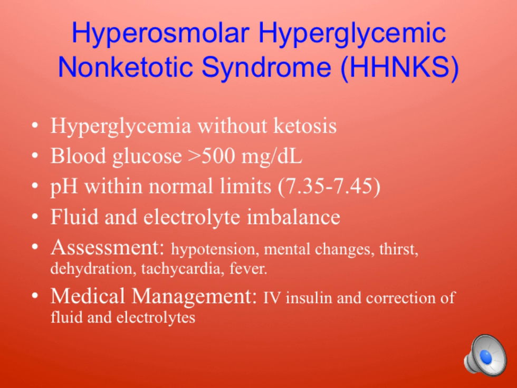HHNKS is most common in older adults or the undiagnosed patient with type 2 diabetes. It can occur in those who are prescribed medications that increase blood sugar that aren't diabetic and who require dialysis. Or it can happen in those patients that are taking TPN.